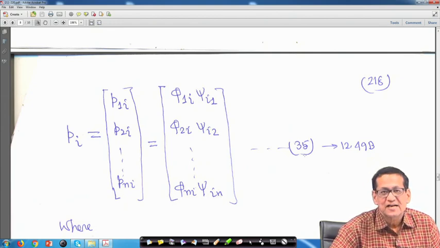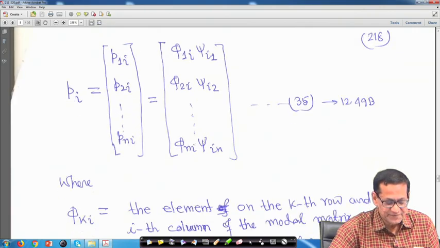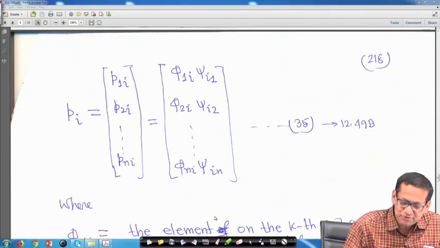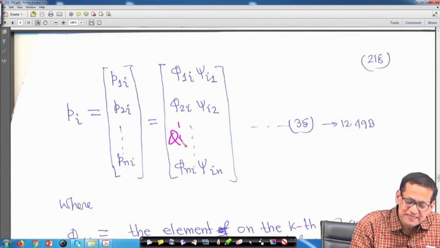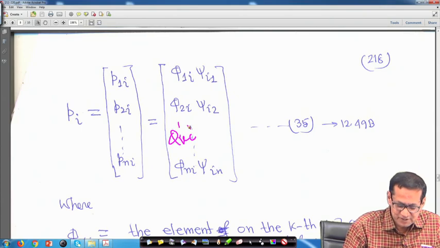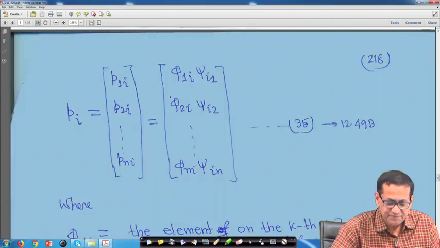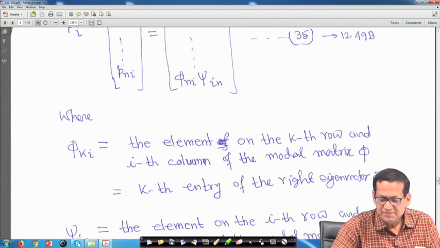This is equation 35, where φ_ki, in general with k from 1 to n, is the element on the kth row and ith column of the modal matrix φ, which is equal to the kth entry of the right eigenvector φ_i.